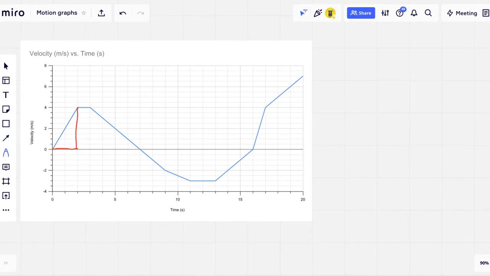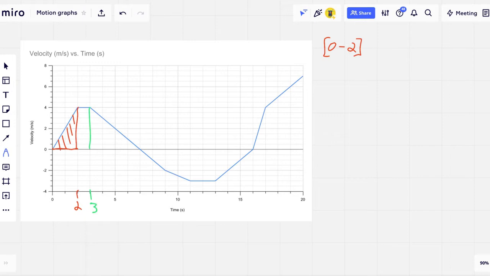Okay, so right here, what I want to do is identify the time intervals for all the different shapes. So I have a triangle from 0 to 2 seconds. I just want to identify that the first time interval is 0 to 2 seconds. The next shape is a rectangle from 2 to 3 seconds. So that's my next time interval.